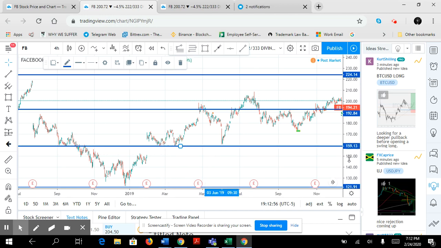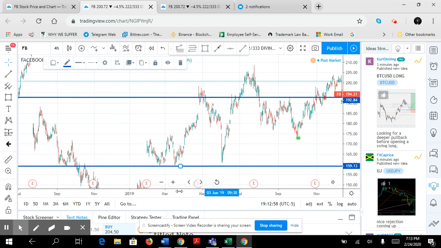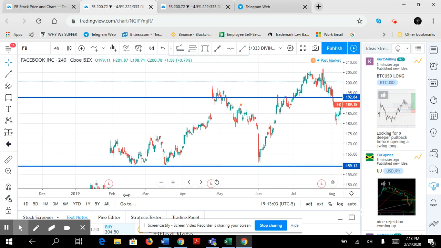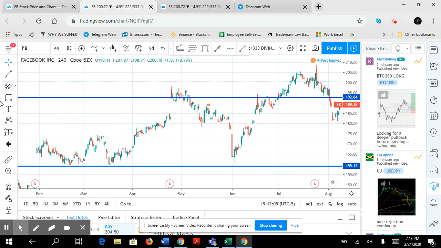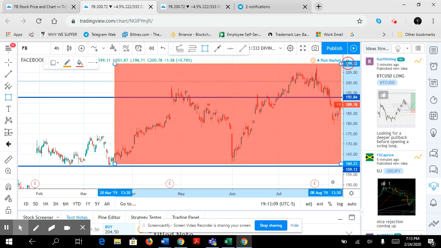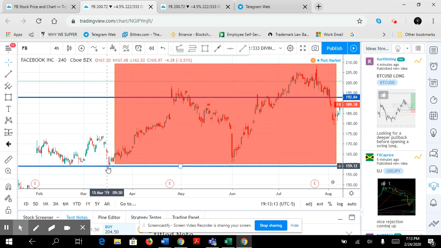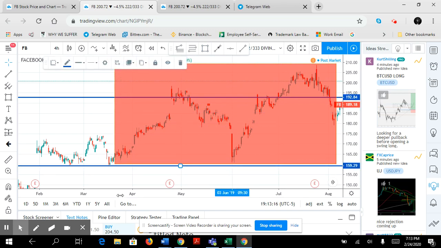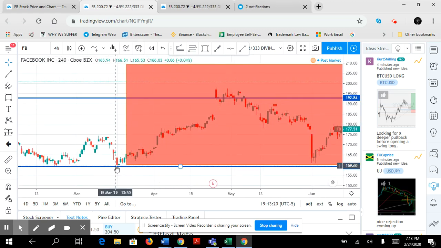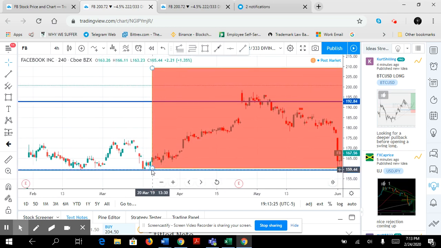So here we go. Let me bring this in a lot. Make these a little thicker so you can see. I want you guys to imagine that everything from right here in the red doesn't exist. It's gone. I want you to imagine that today is March 18th. Remember the rules.